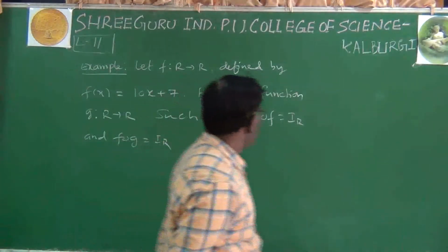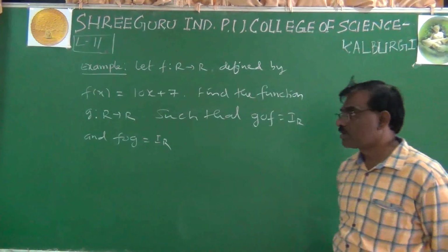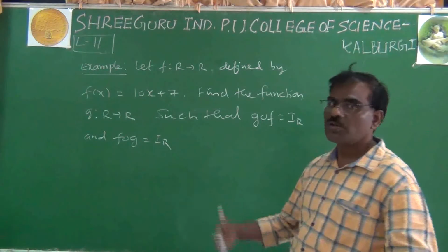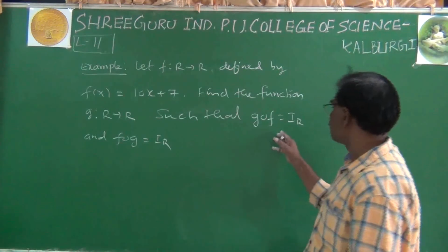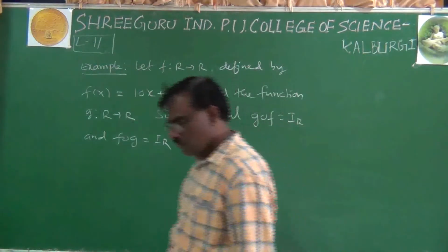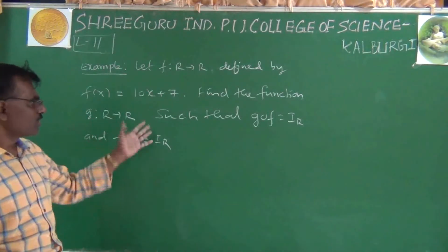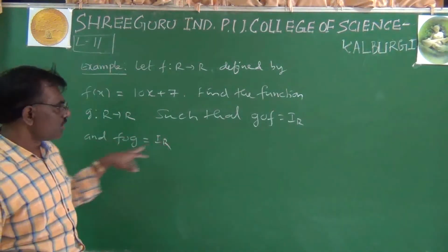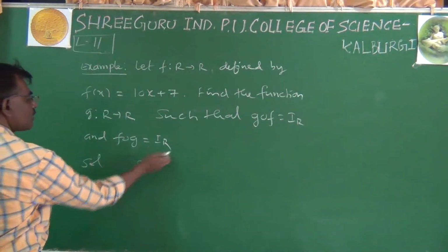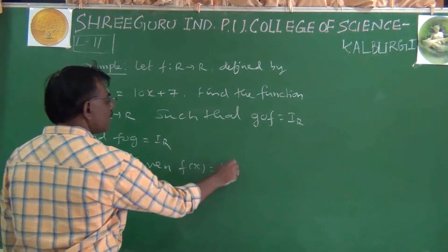What is the question? If f from R to R is defined by f of x is 10x plus 7, find the function g. You don't know what g is. You have to solve for that g function, so that g composition f is I_R and f composition g is I_R. Also find the inverse, but the inverse question is not there. This is the inverse only. So very simple. Given f of x is equal to 10x plus 7.